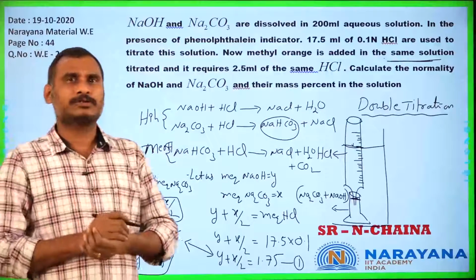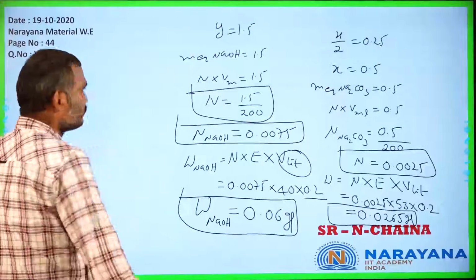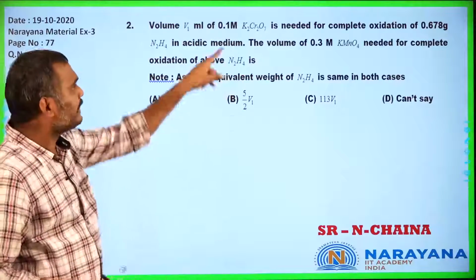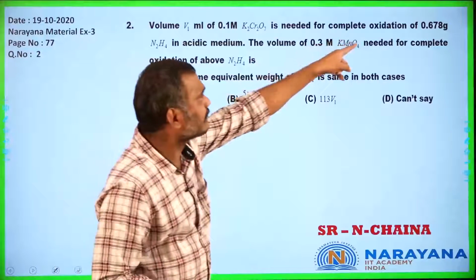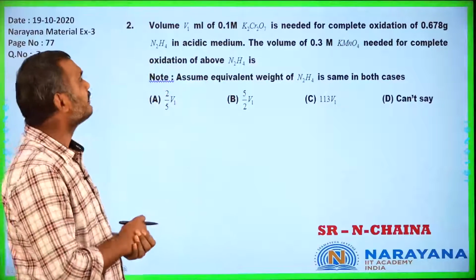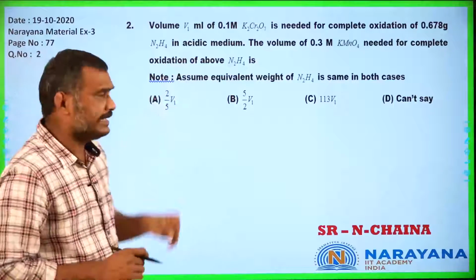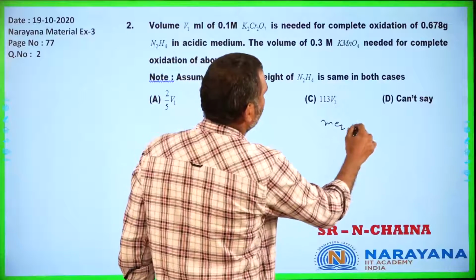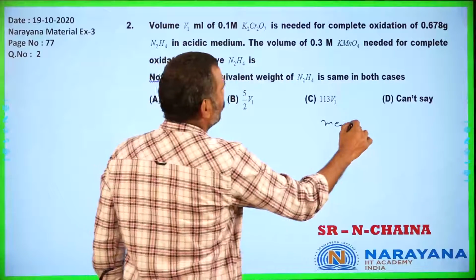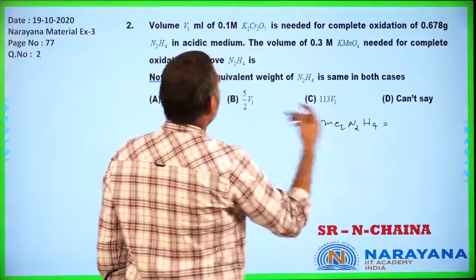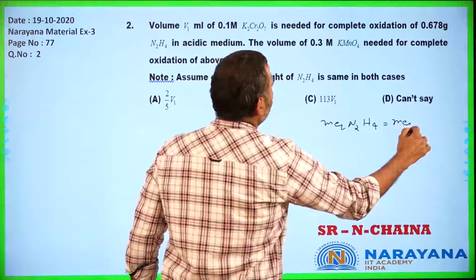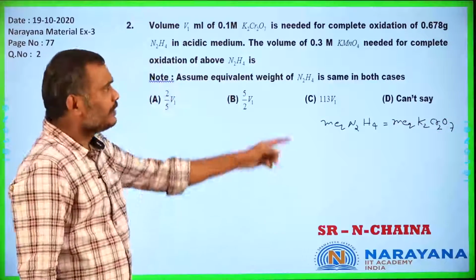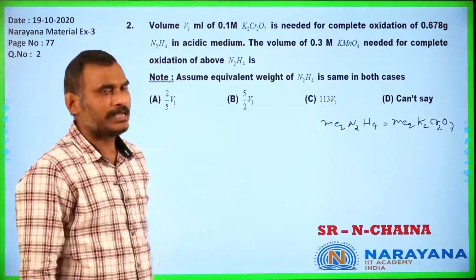Now, we will go for the next question, students. V1 ml of 0.1 M potassium dichromate is needed for complete oxidation of 0.678 grams of N2H4 in acidic medium. Now, that means milliequivalents of N2H4 is equal to milliequivalents of K2Cr2O7, potassium dichromate.